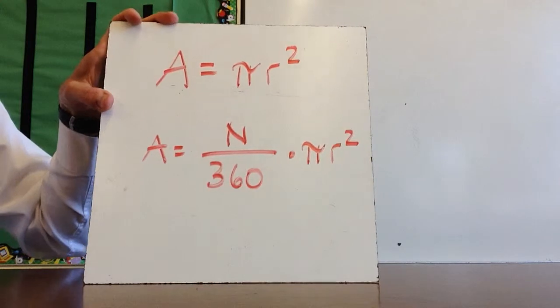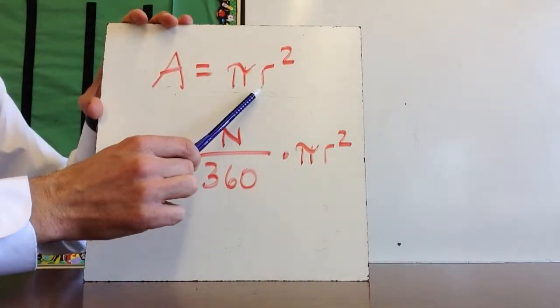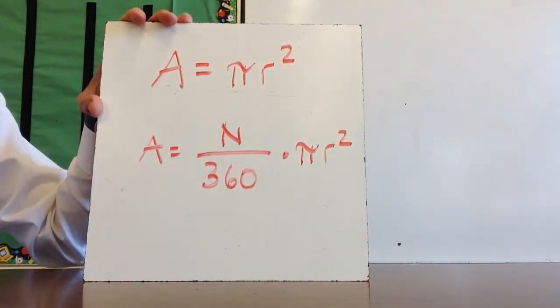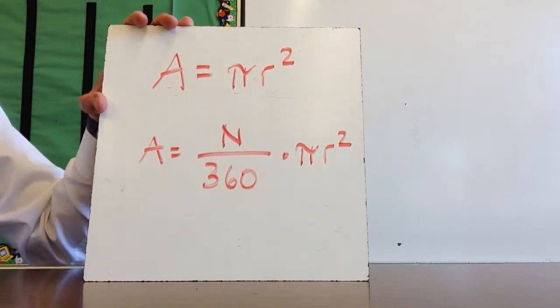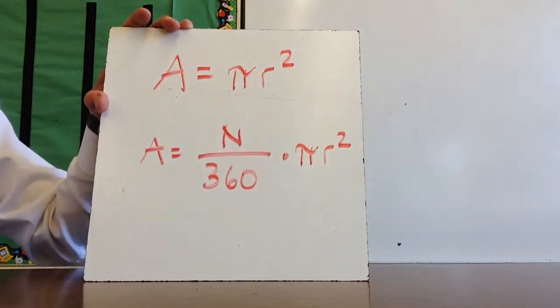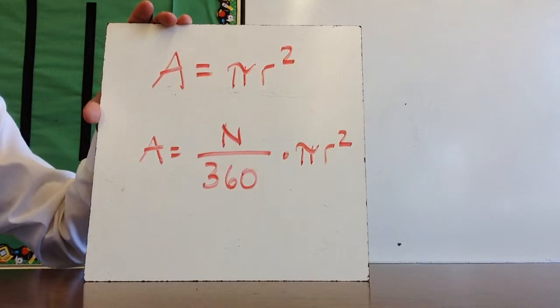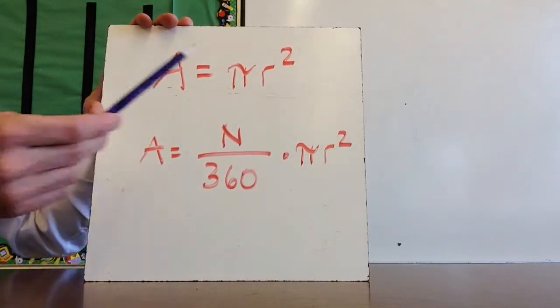Two things to keep in mind with this formula. One is that the r is for radius, so if you are given the diameter, and we're going to practice a problem like this, you need to cut the diameter in half, right? You need to divide by 2 in order to find the radius.